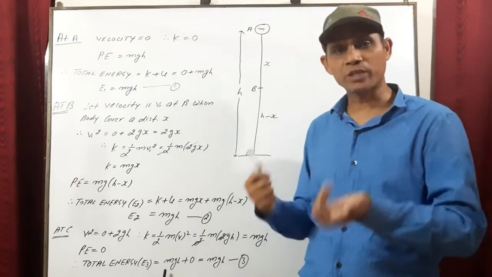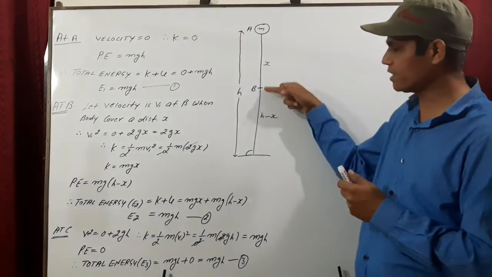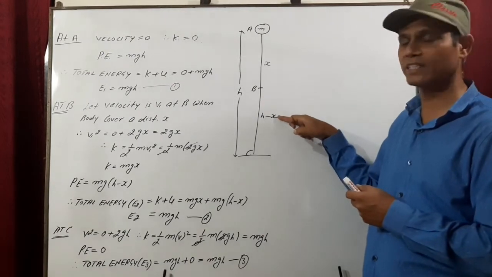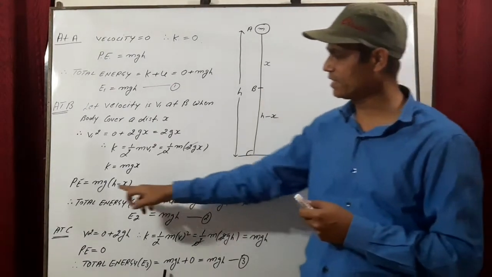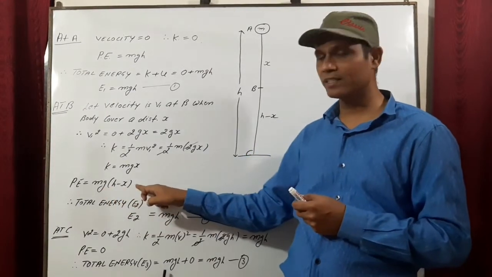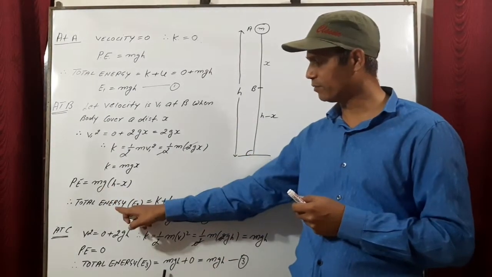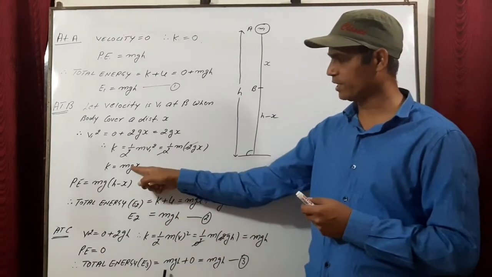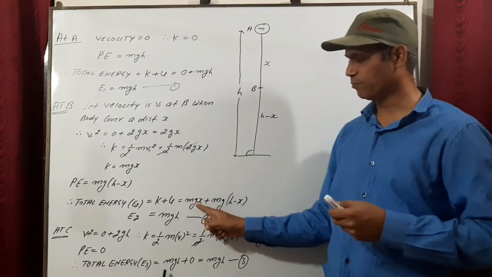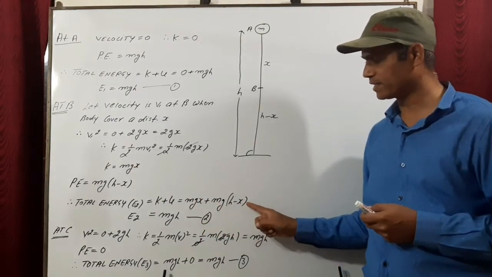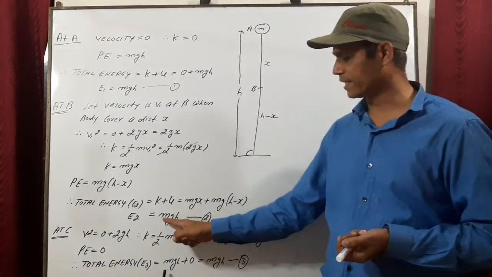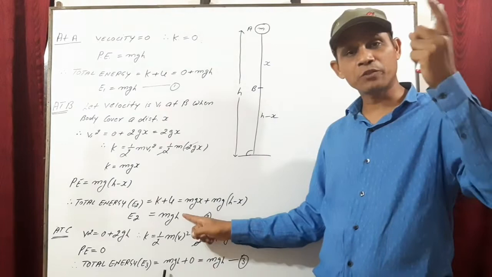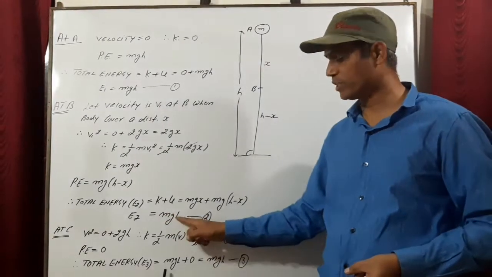Now what is the potential energy? The distance now is h minus x. At point B, the distance of the body from the ground is h minus x. Therefore potential energy is mg(h minus x). So total energy will be the sum of these two, kinetic plus potential. Kinetic energy, as we have calculated over here, is mgx, and potential energy is mg(h minus x). When I solve, I will get again mgh. So at point B also, the total energy of the body is mgh, equation number 2.